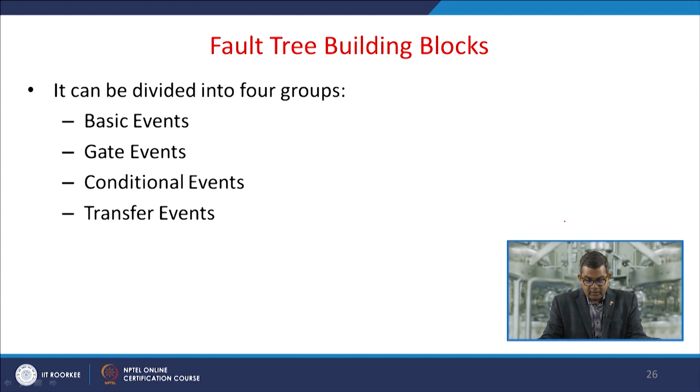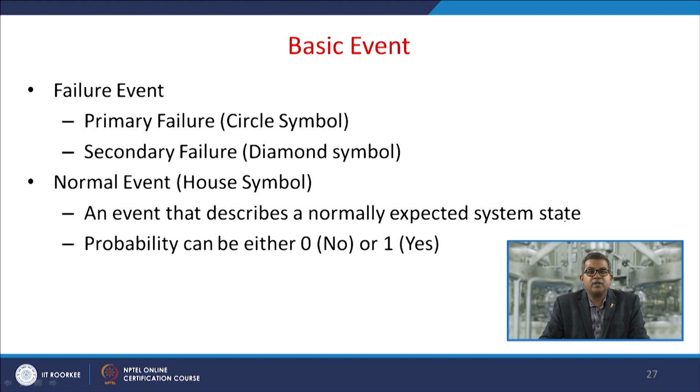Now, let us have a discussion about the fault tree building blocks. You can divide them into 4 different groups: basic event, gate event, conditional event, or transfer event. So let us have a look at the basic event, that is the failure event, that is the primary failure, usually denoted by the circle symbol.